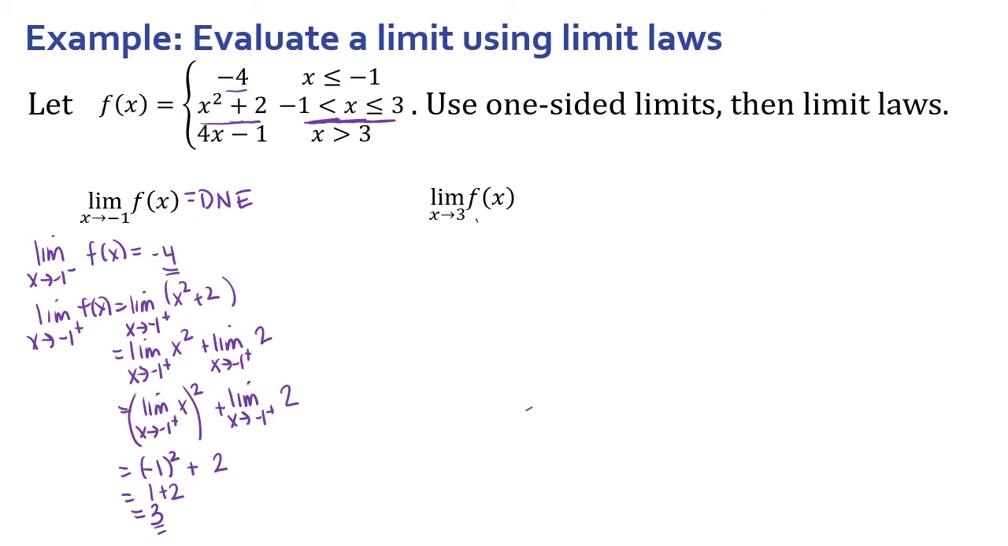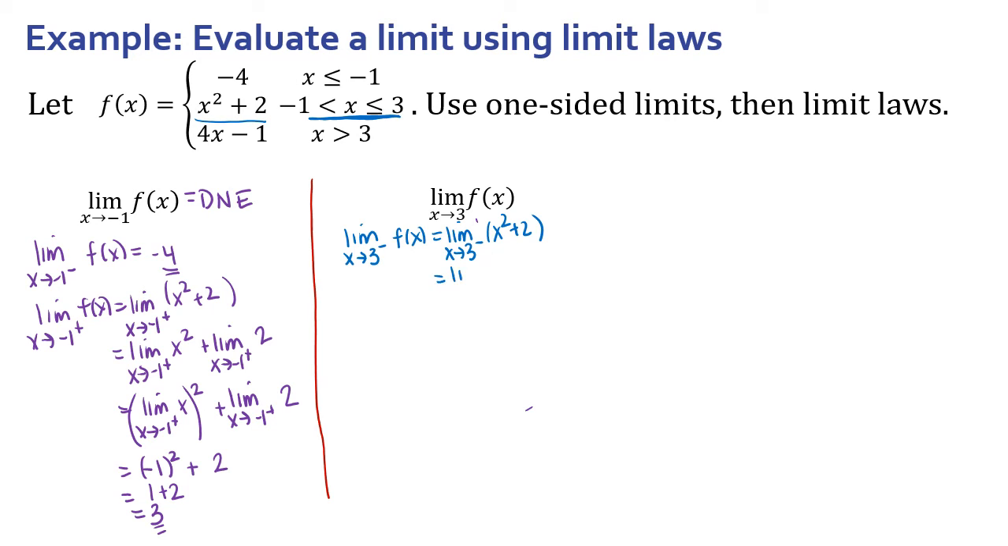Okay, let's see what happens as we're approaching 3. So let's look at this from both the right and the left-hand side. All right, so the limit as x approaches 3 from the left of that function is going to be equal to the limit as x approaches 3 from the left. The numbers that are smaller than 3 are going to come from this piece, which comes from that function, x squared plus 2. So that's going to give me the limit as x approaches 3 from the left of x squared plus the limit as x approaches 3 from the left of 2.